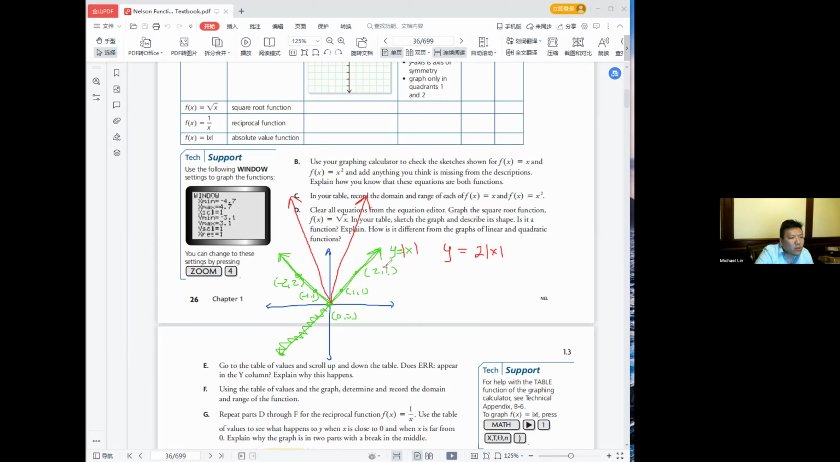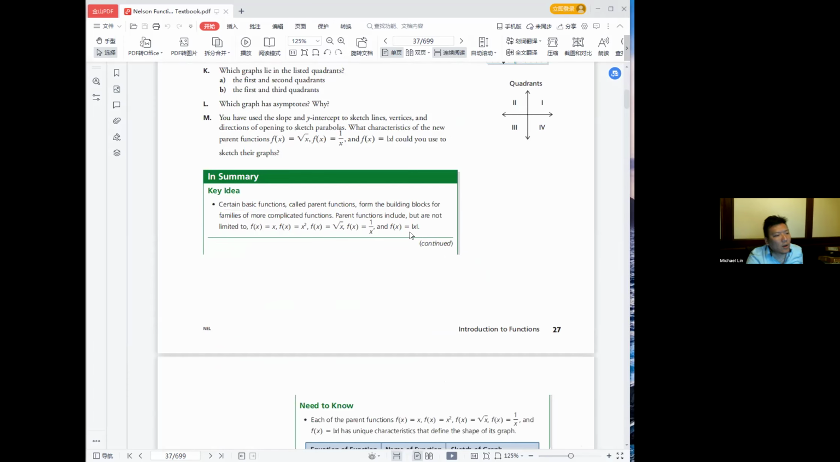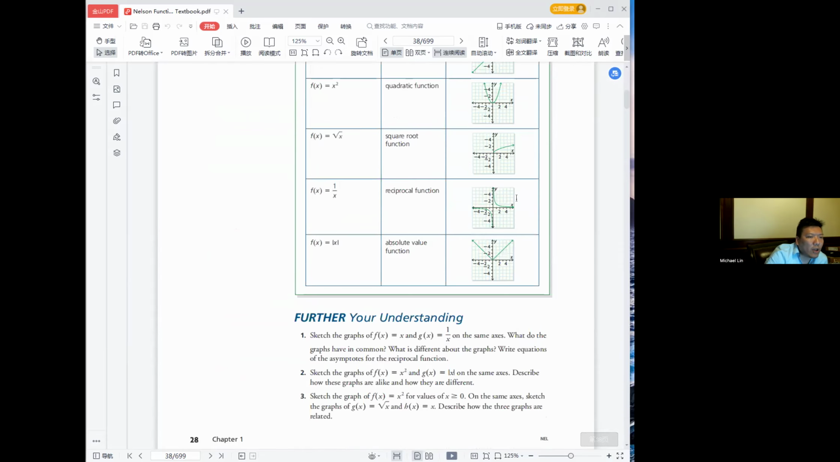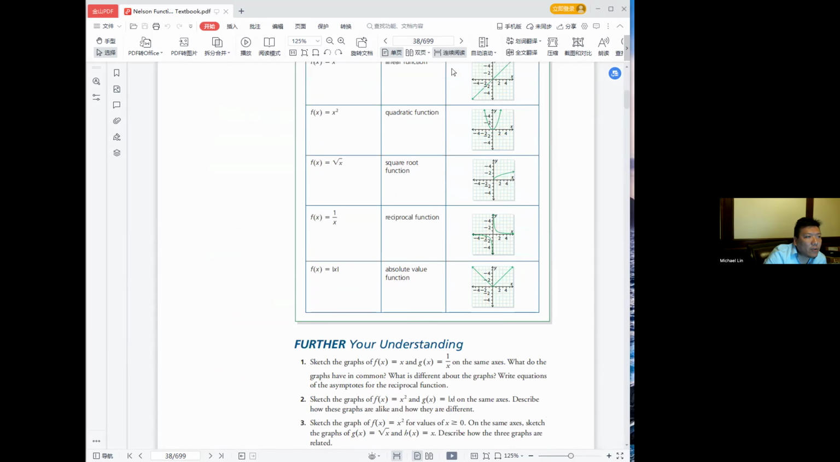Oh, sorry, why does that say 2, 1? It should be 2, 2. And it'll pass through (2, 4). So this is the base. Oh, they have the graphs over here. So you can see over here the parent functions look like this.